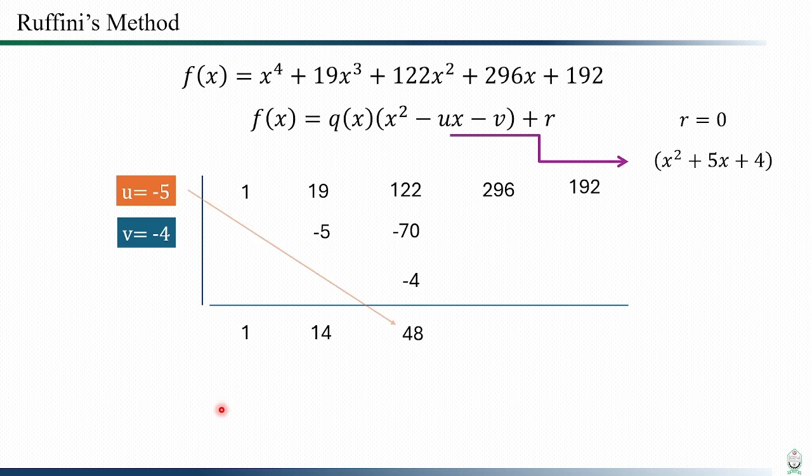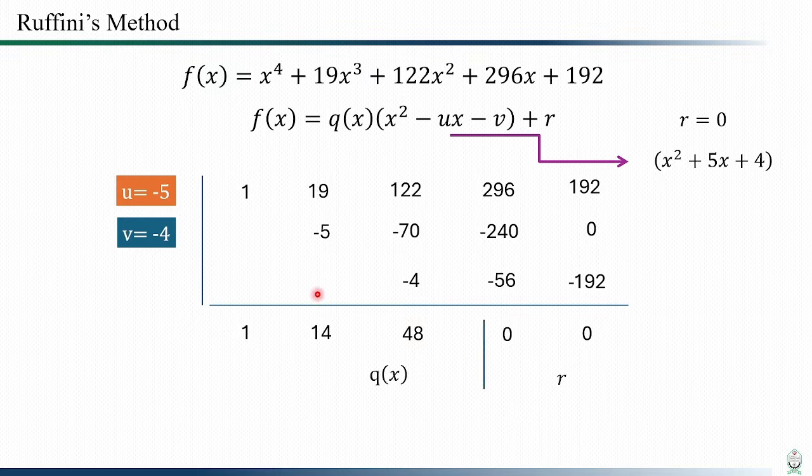If we run the loop again, -5 will get multiplied with 48 and the answer will reach here. -4 will get multiplied with 14, the answer will reach here. Now we have three values, we will add them. That gives us 0, and that should give us 0 because we know that for the value of u to be -5 and v to be -4, we have the value of remainder as 0. Again, -5 will get multiplied with 0 and that returns 0. -4 will get multiplied with 48, that will return -192, and the summation will give us 0.